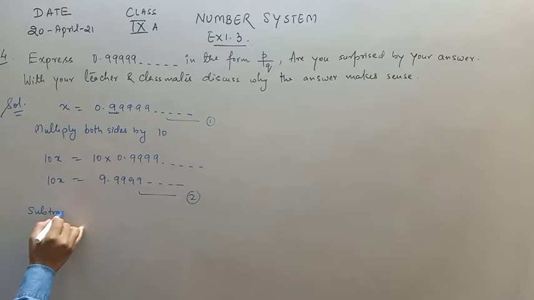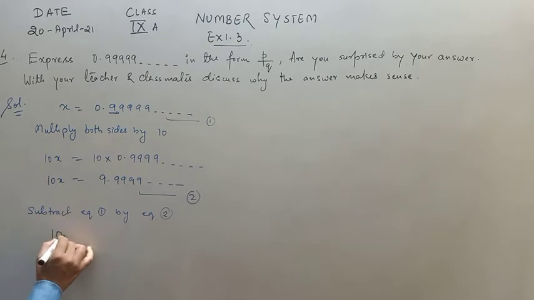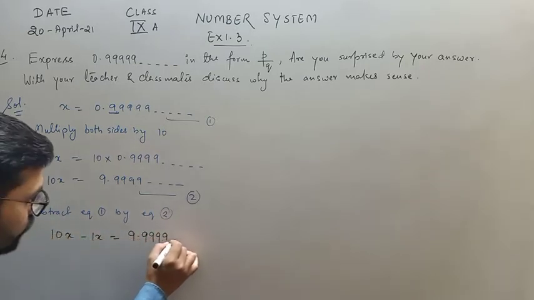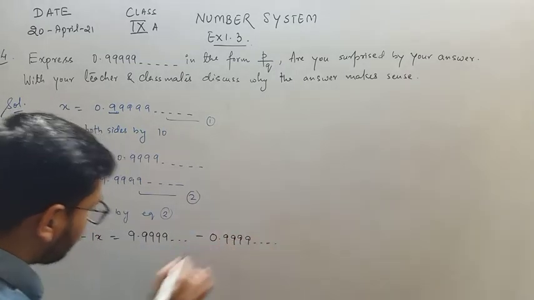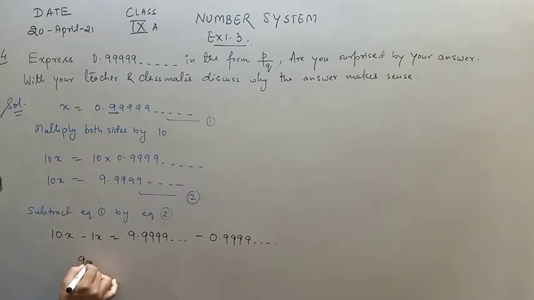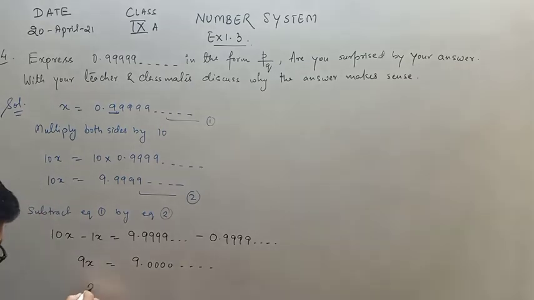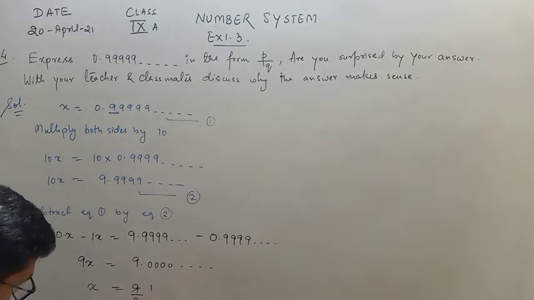Now subtract equation 1 from equation 2. So 10x minus 1x is equal to 9.9999 and so on minus 0.9999 and so on. So what will you get? 9x from here and 9.0000 and so on. So x can be written as 9 upon 9, which is equal to 1. So x is equal to 1.